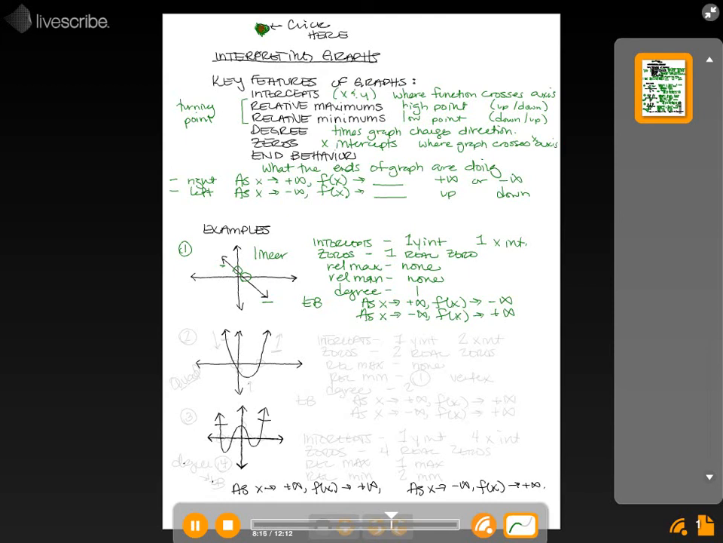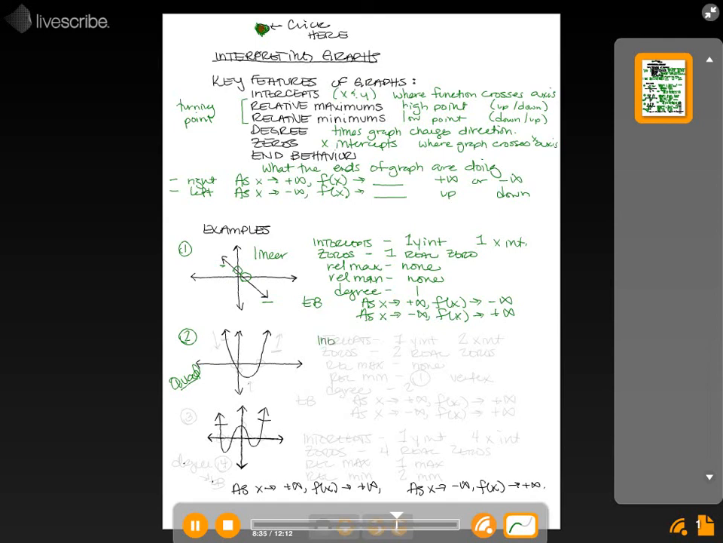And those are the things you're expected to be able to interpret from a graph. Let's look at example number 2. Example number 2 is a quadratic graph. We've learned that before. We've seen that. It makes that parabola shape. So let's list out our key features here.